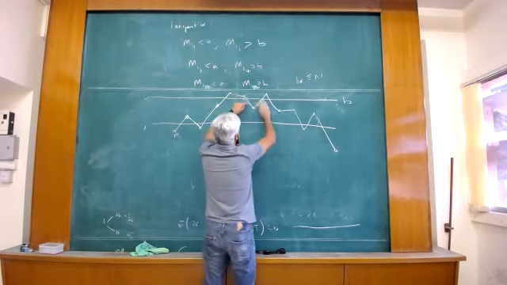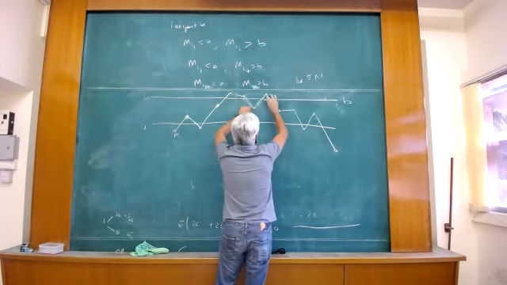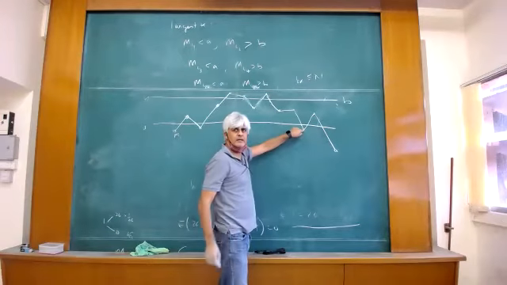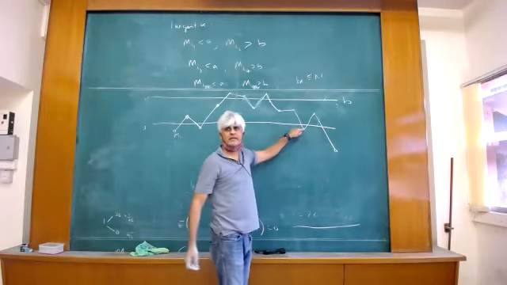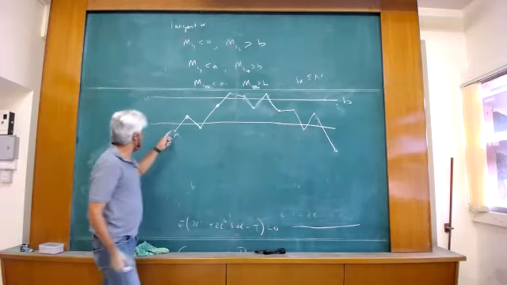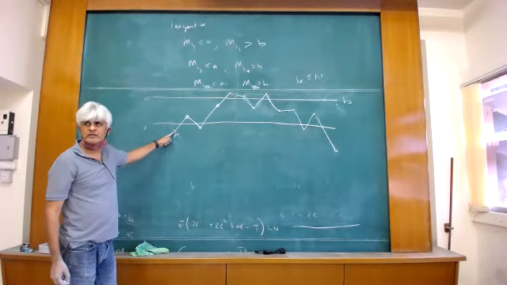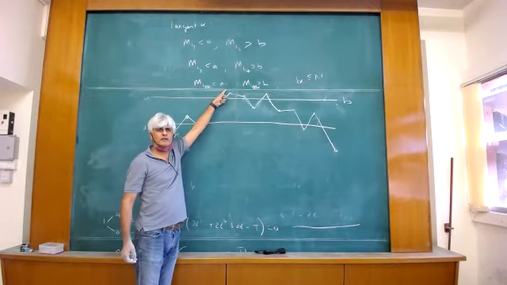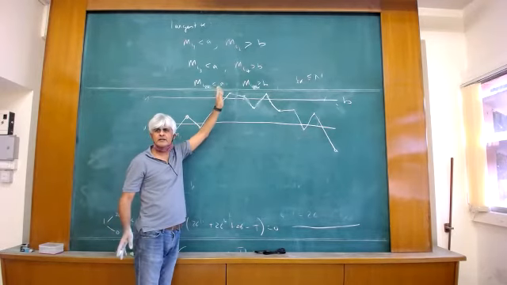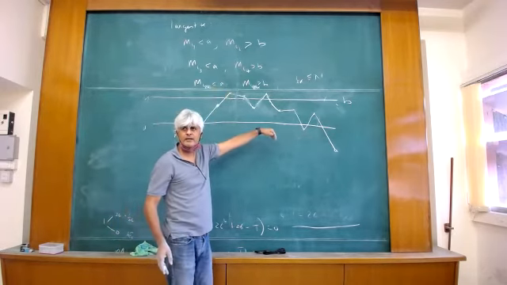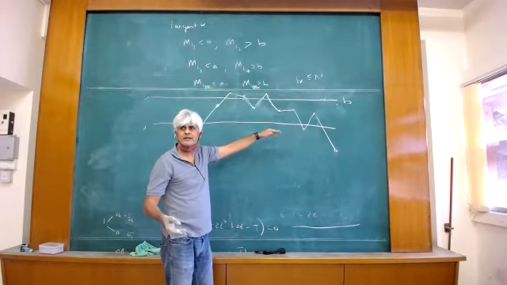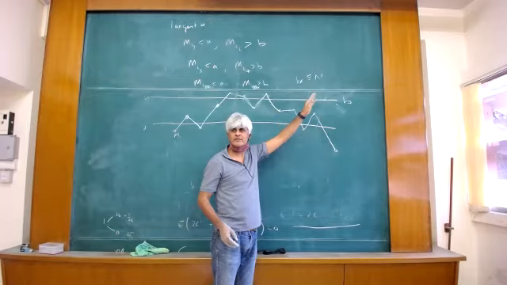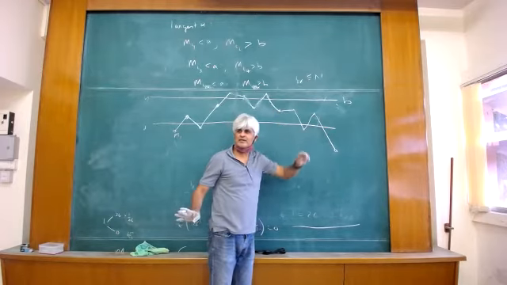And I stop counting until I come down below A again. And then I again start playing the game. It's like I'm playing a game. So I start betting when I'm below A. First time I'm below A, I start betting until I've crossed B. And once I've crossed B, I stop betting until I come down below A. And then I start betting again, and I keep on betting until I cross B, and so on and so forth. Is this clear? This is a game I'm going to play.